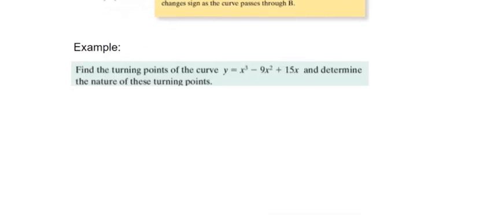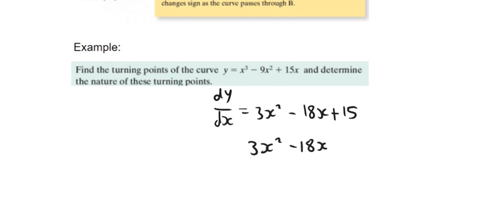We have to find dy/dx first. dy/dx would be 3x squared minus 18x plus 15. I'm going to let that be equal to 0: 3x squared minus 18x plus 15 equals 0, because I know that at a max or a min, dy/dx will be 0. Then I'm going to solve for x, and that should help us find the points. For this one in particular, I can divide across by 3 just to make the quadratic a little bit simpler.